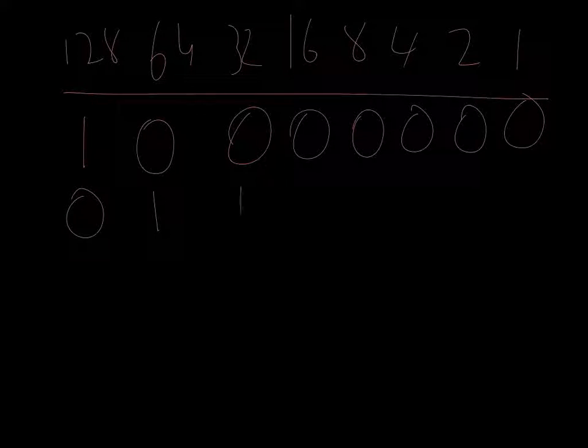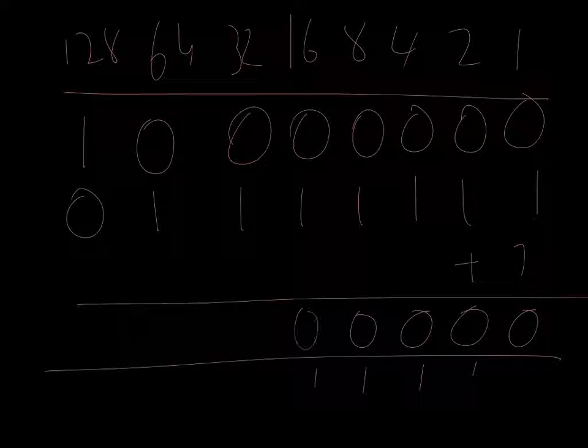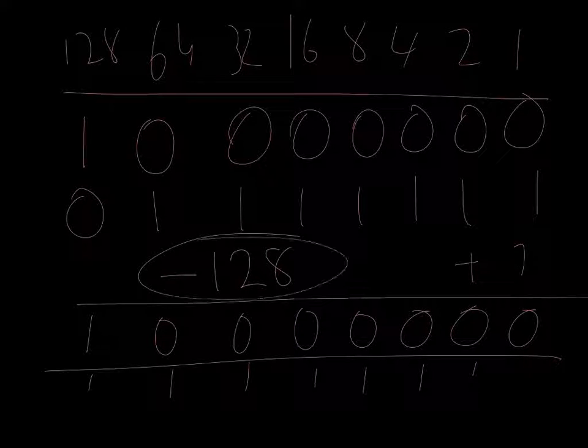We invert, we add 1, and we get lots of carries here, so we get 0 with 1, 0 with 1, 0 with 1, 0 with 1, 0 with 1, 0 with 1, 0 with 1, 1 plus 0 is 1. And we can work out that that's negative 128, which is the lowest negative number you can achieve with 2's complement.